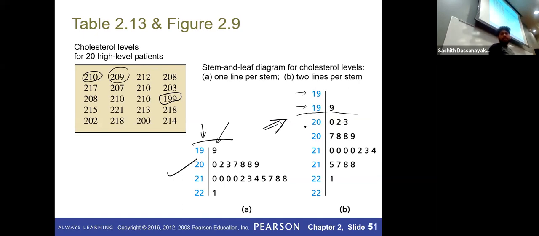Check this one. This is one class. Whatever rightmost values are less than 5, like 0, 1, 2, 3, 4, go to the first row. The second row gets the rest, 5 and above, including 5: 5, 6, 7, 8, 9. Whatever you have, put it here. Less than 5, and greater than or equal to 5. It's optional.